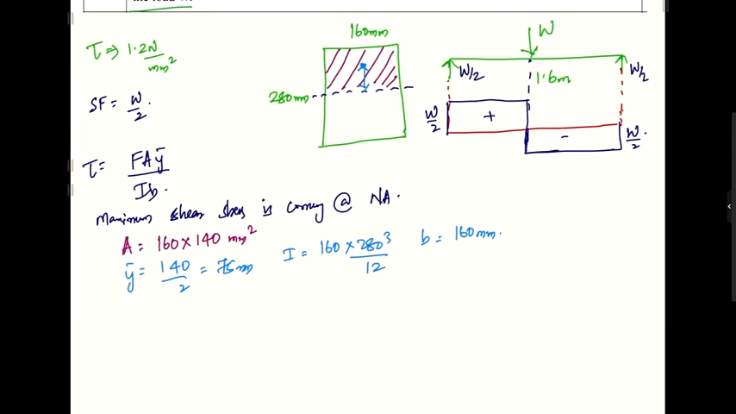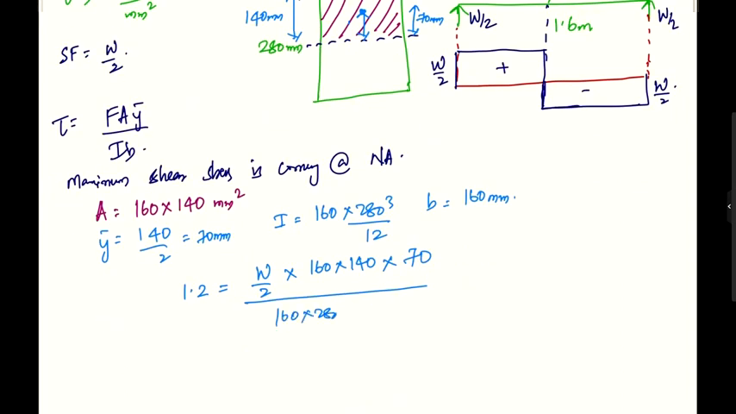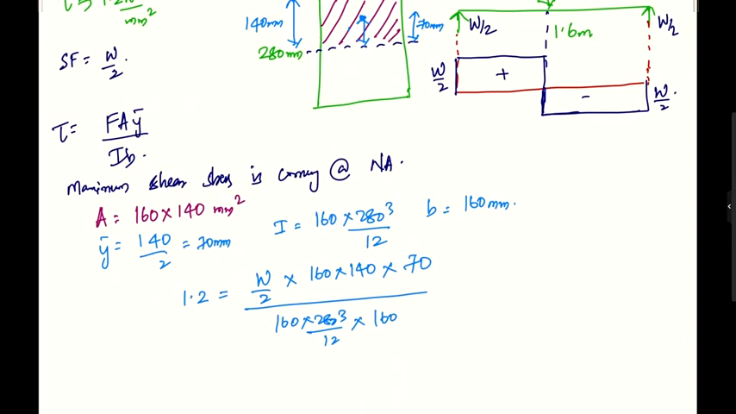Substituting these values, I'll get 1.2, that is tau, equal to the shear force. I have written in terms of W, that is W by 2 into area 160 into 140 into 70, divided by I, which is 160 into 280 cube divided by 12, into the width under consideration, that is again 160 mm. So here the only unknown value is W. Solving this, I will get the value for W as 71.678 kN. Have you understood this? Students, have you understood this?